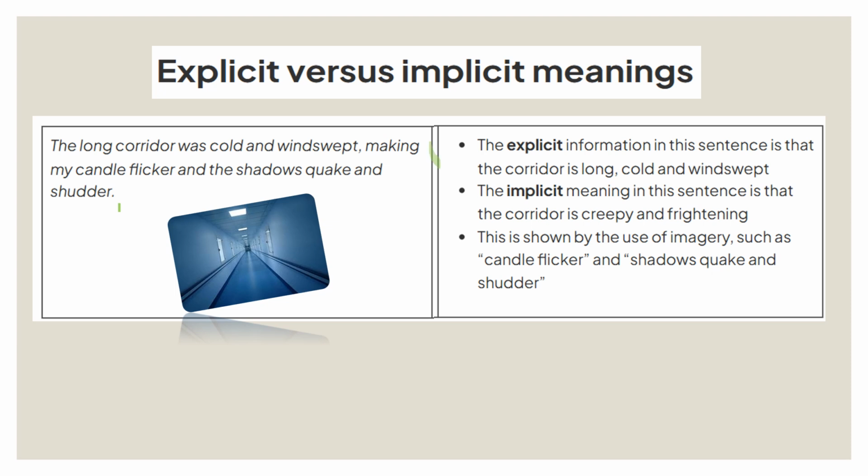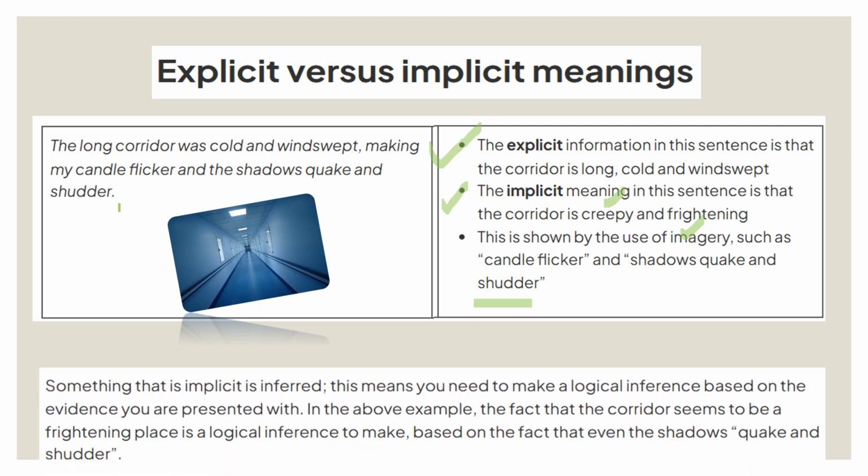Now, explicit meanings are the information given directly in the text, like the corridor is long, old, and windswept. But if we look for the implicit meaning in it, we may deduce that the corridor is creepy and frightening, but it is not mentioned in the text. How did I come to this idea? I came to this idea by the use of imagery, such as the words candle flicker and shadows quake and shudder, which help me to deduce that the corridor is creepy and frightening.